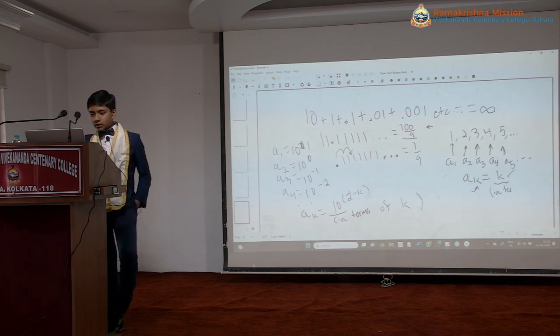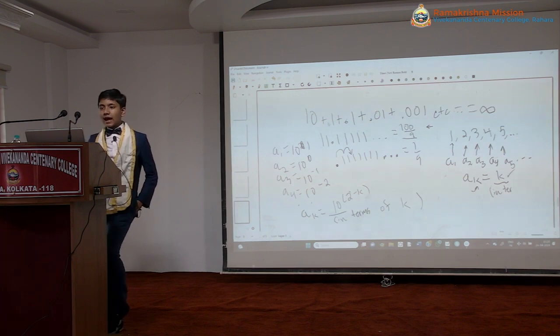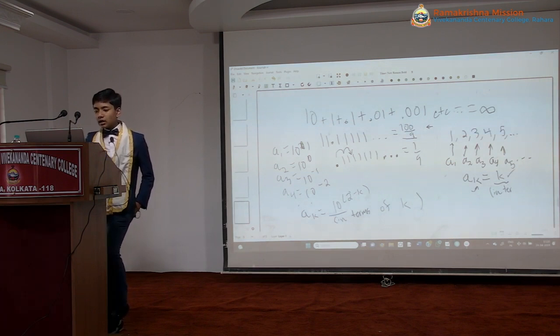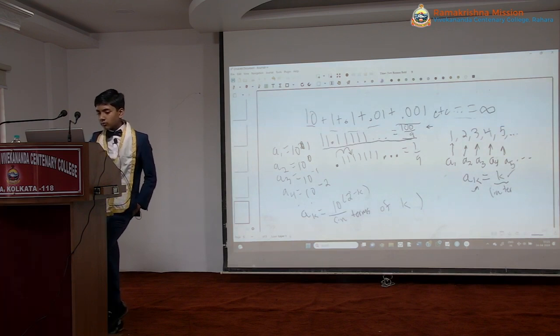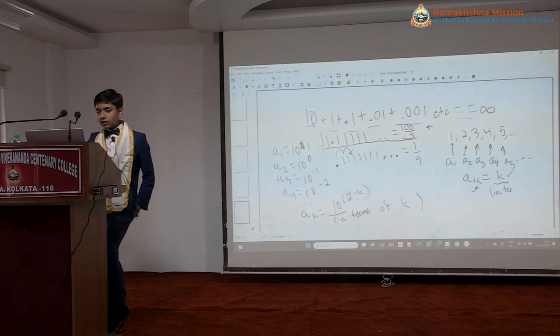So, how do we determine if a sequence does converge? That is, it has a finite limit at infinity, or the sum of all its terms over and over approaches some number that is less than infinity, like in this case, where it approached 100 over 9. How do we quantify that?